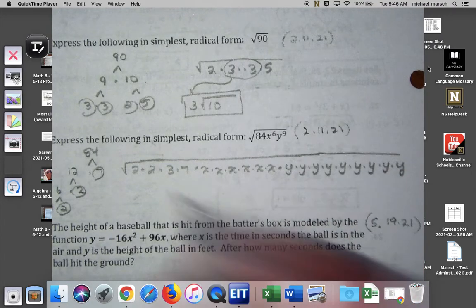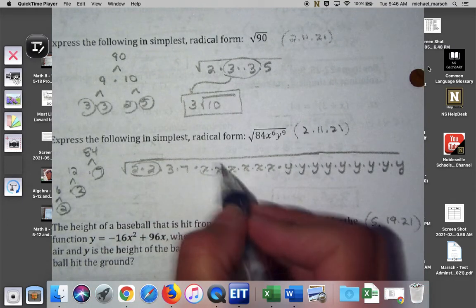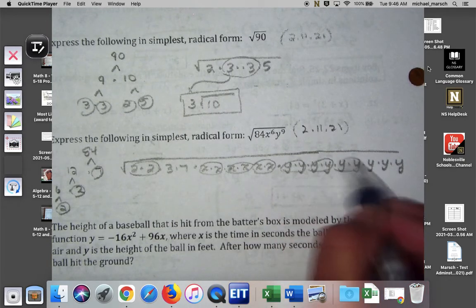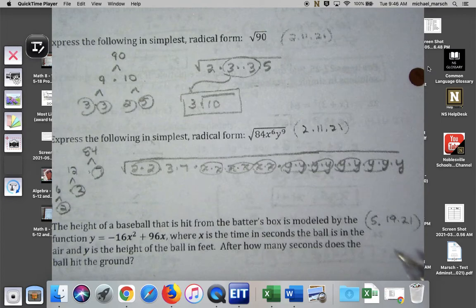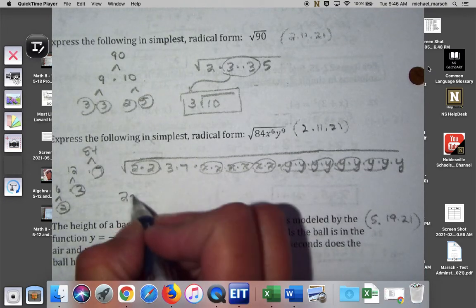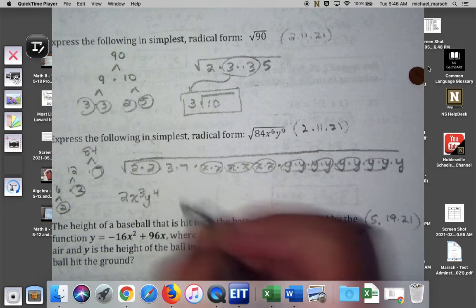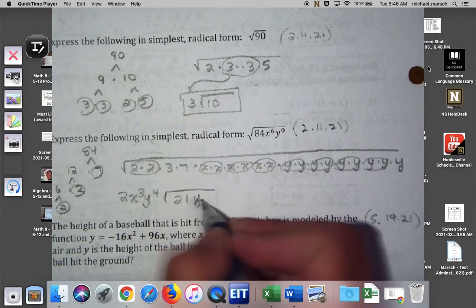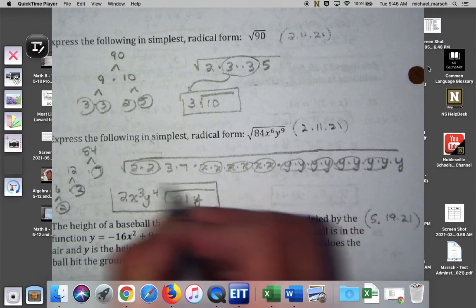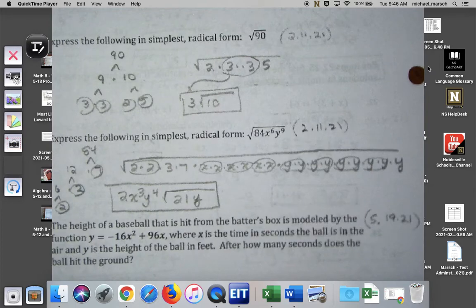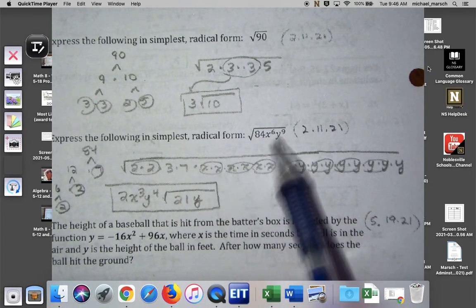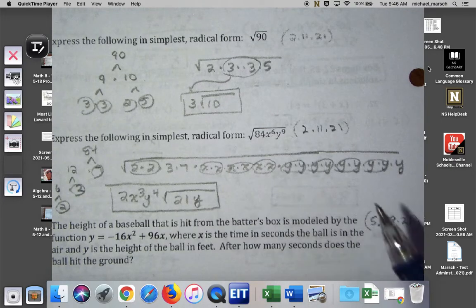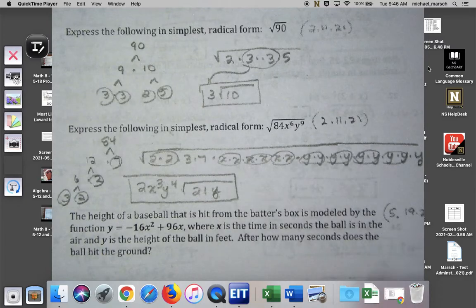And then remember, I'm looking for buddies. So this 2 is going to come out. I've got 3 pairs, so that's 3 x's coming out. And I've got 4 pairs of y's, so that's 4 y's coming out. So I'm going to get 2, x to the third, y to the fourth. And the only thing left underneath is 7 times 3, which is 21, and a little y there hanging out. And I know some of you don't have to write all this out. Some of you can be like, oh, well, that's going to be 3 pairs, so that's 3 x's, and that's going to be 4 pairs with 1 left over. But I like to expand it to show you guys where I'm getting it from.